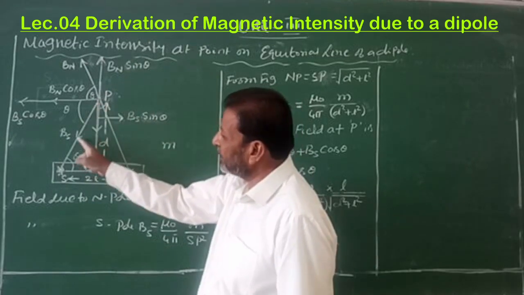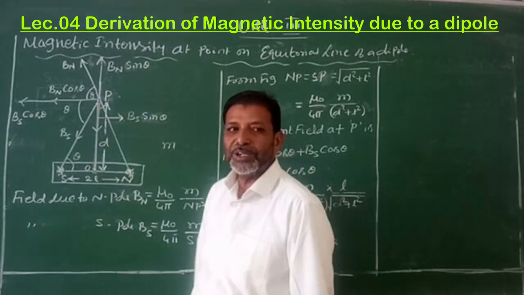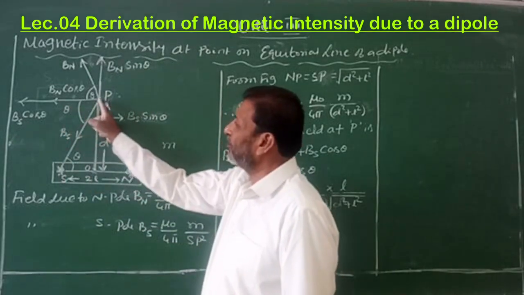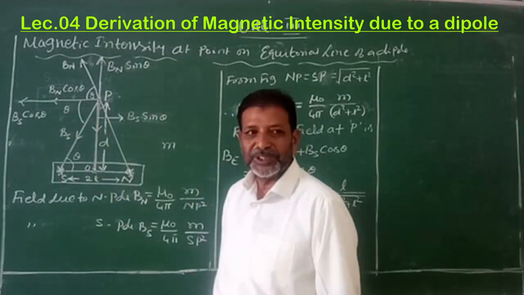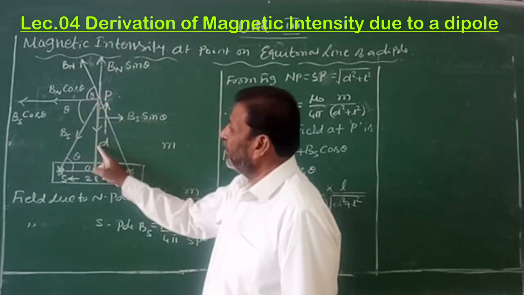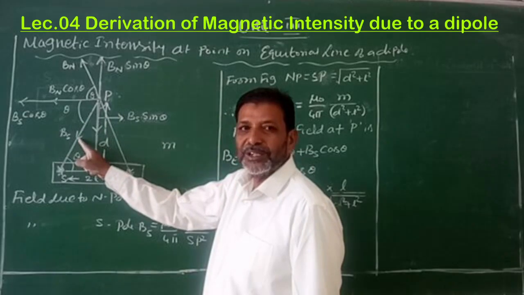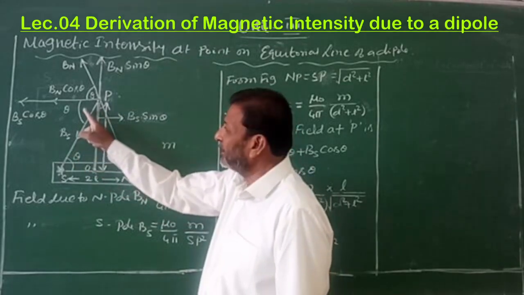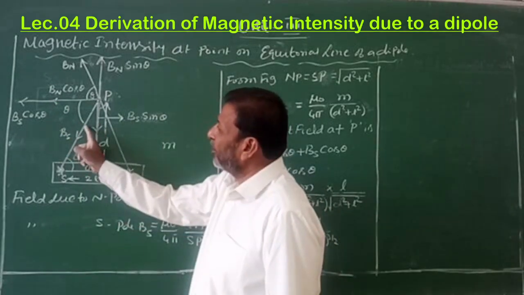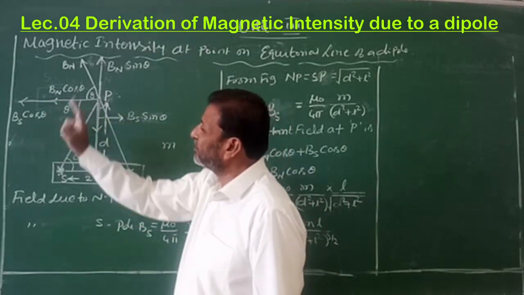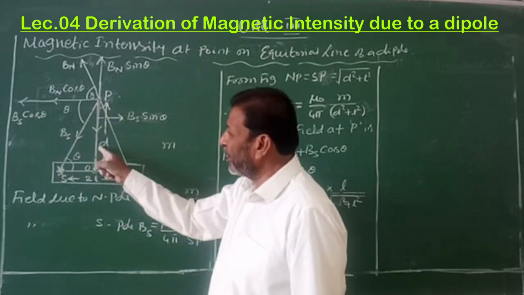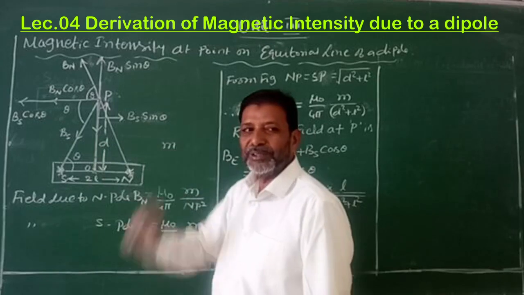Similarly, this Bn is also resolved into two components, isn't it? Then you take the coordinate system like this for this vector. Now this vector makes an angle theta with this axis, which means this will become its cos component and this will become its sine component, isn't it?